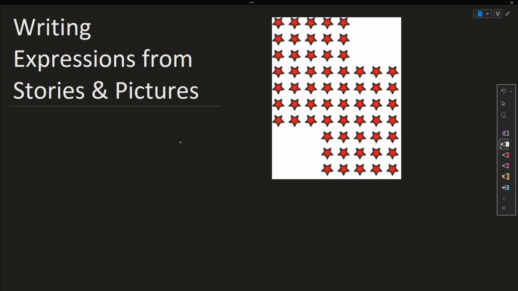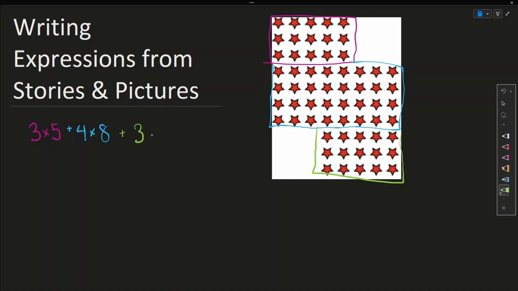Now, let's look at this design made of stars. One expression that we could do is I could think about breaking this into a box here. That one would be 3 by 5. I could then consider this middle piece right here. That is a box that is 4 by 8. So we would need to add 4 times 8. And then I can consider this last piece down here. That would be 3 times 5.